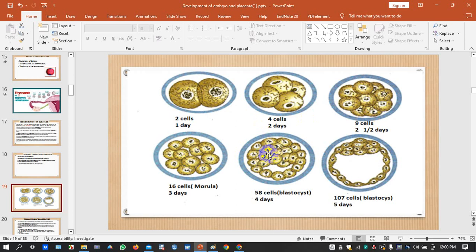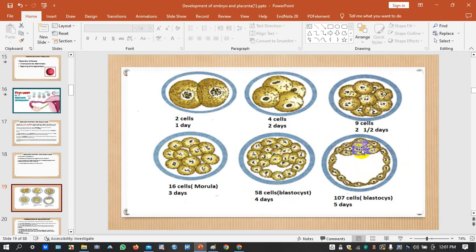Then 16 will now divide into 32, and the 32 will now divide to whatever, 58 and the rest, and go on. So here I'm seeing different numbers, but the most important thing is that this is a blastocyst, and that is where we want to get to.